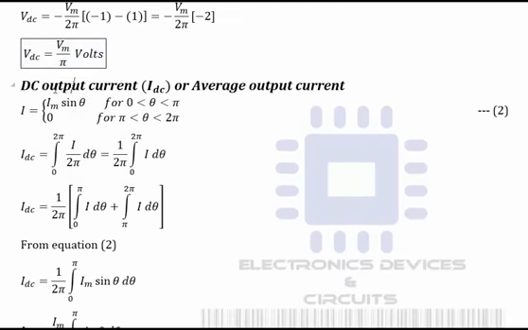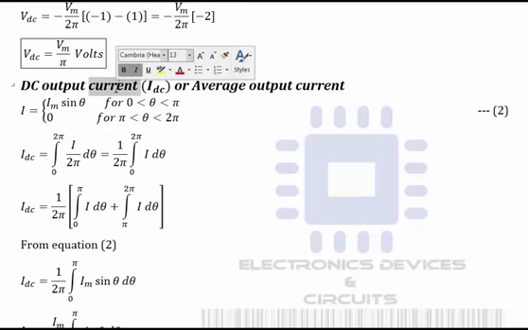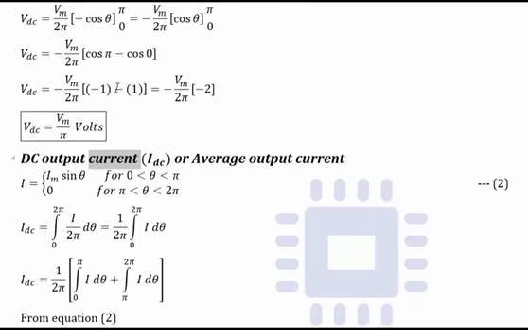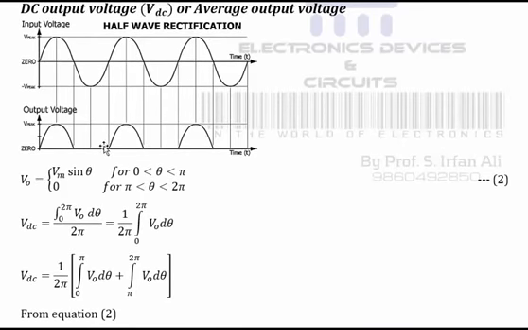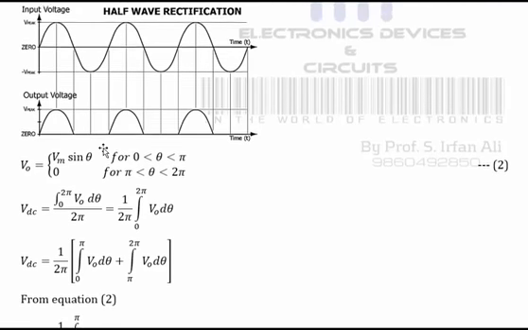So we have to solve now the DC output current, and the nature of derivation will remain the same, because we have voltage in this pattern, so current will also follow the nature of voltage. If voltage has the nature of a sine wave from 0 to pi, the current will also have the nature of this sine wave. And if voltage is 0 from pi to 2 pi, the current will also remain 0 for this range.